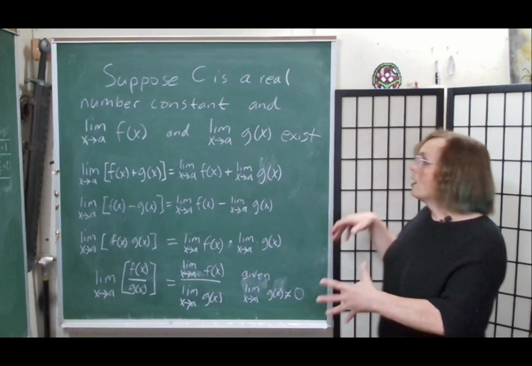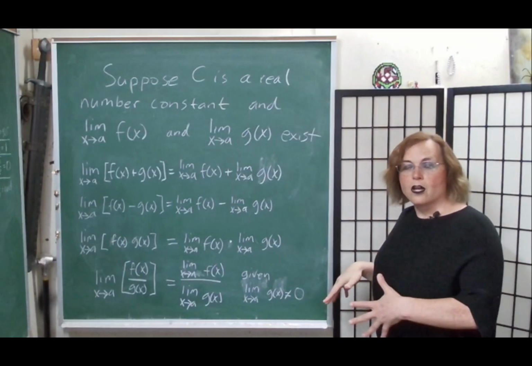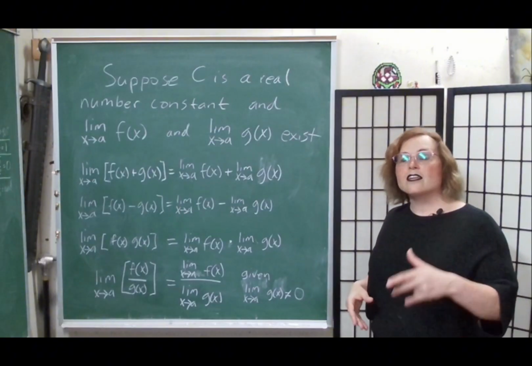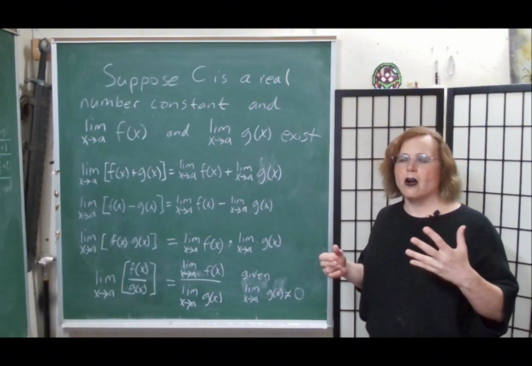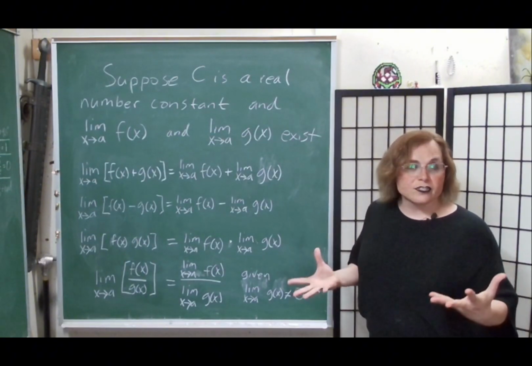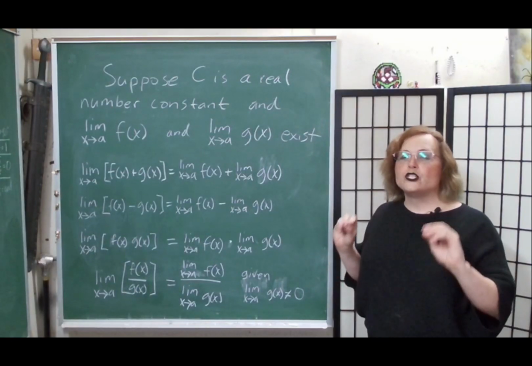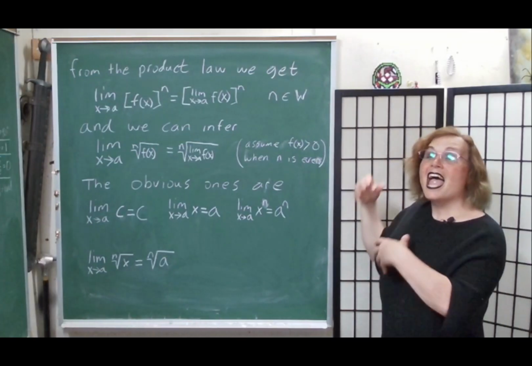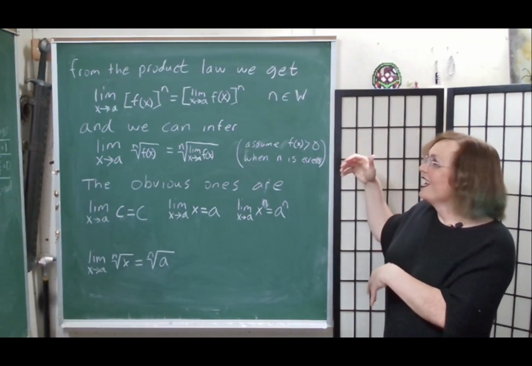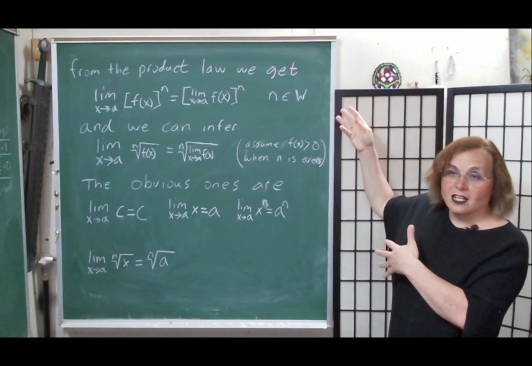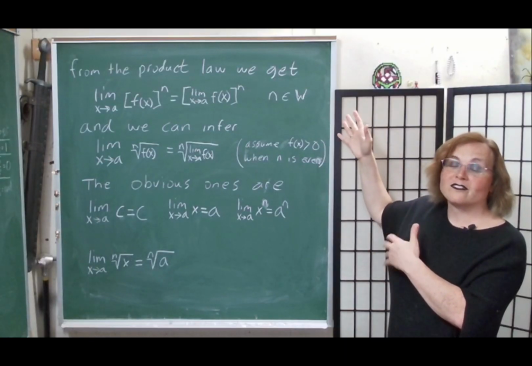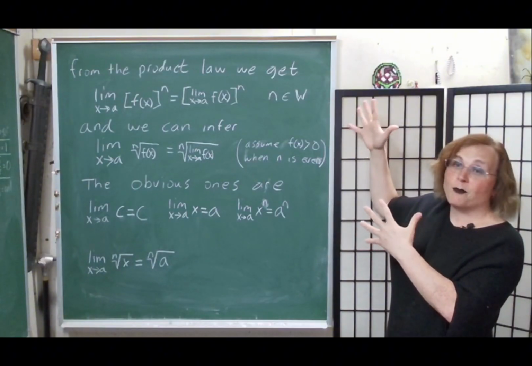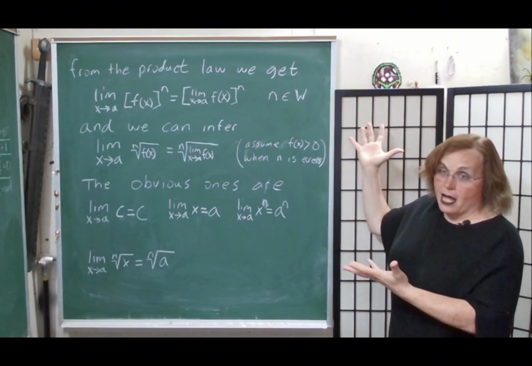Okay. Now, these 4 laws also bring about a couple of other laws that we're going to look at, and we're going to look at a few that are kind of obvious, but we do need to state them so that we can use them in the future. And here we have our additional laws. Up on the top, we have our power law, and this comes as a direct result of letting g of x equal f of x, and then just simply applying the product law n number of times.